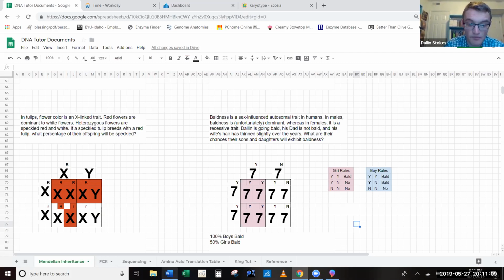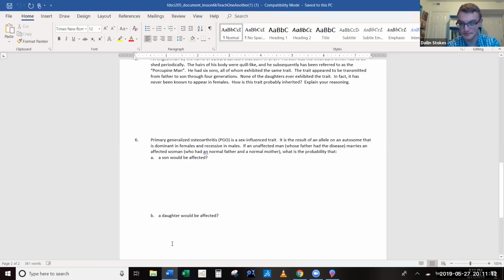So that will hopefully help you with problem 6, because this is one where dominance is based on gender. Osteoarthritis is sex influenced. There's that keyword again. It's not sex linked, it's sex influenced. It is the result of an allele on an autosome that is dominant in females and recessive in males. Ta-da! The rest is history. You can figure it out now. Just apply the same method, you've got it.